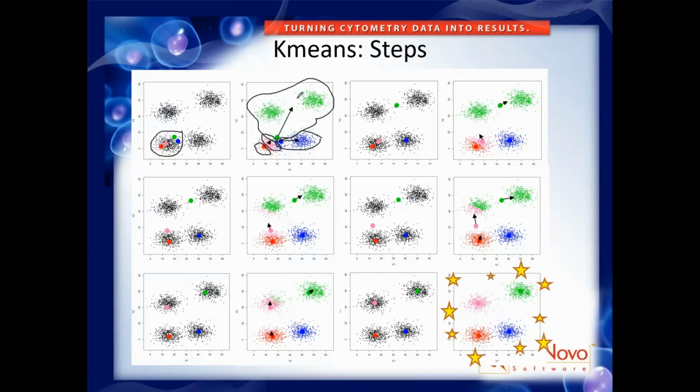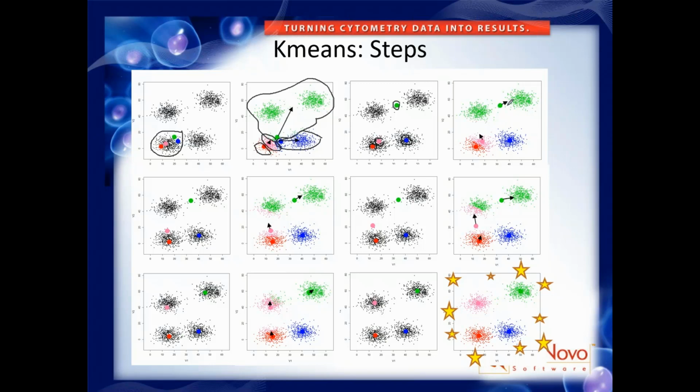Now what we do is we take all these green cells and we calculate a new centroid, the average position of all of these green cells. And it turns out the average is now here. And for the blue cells, we calculate the new average of the blue cells, which is actually over here. And for the pink cells, we calculate the new average of the pink and the new average of the red. And we do that all over again. So we rinse and repeat.